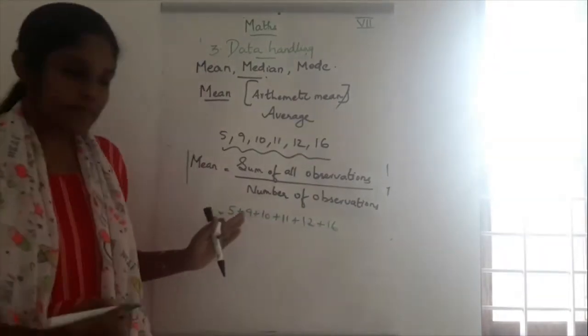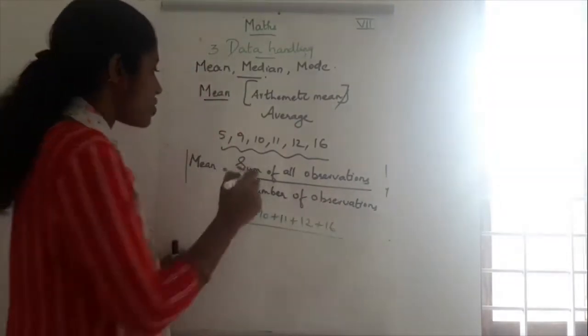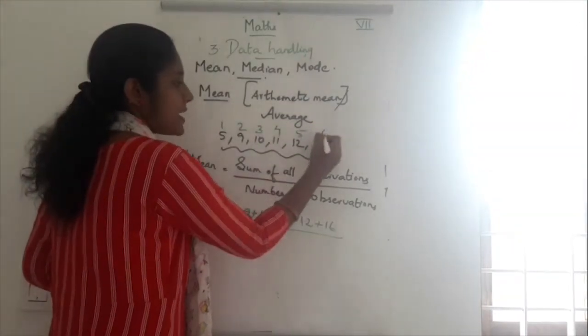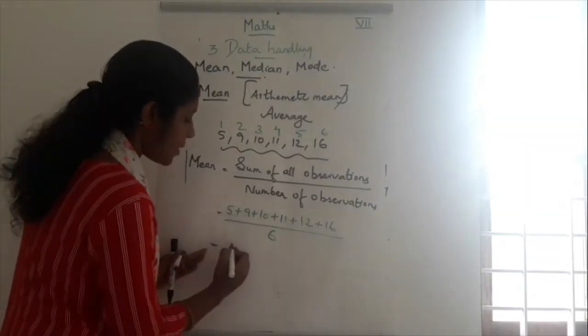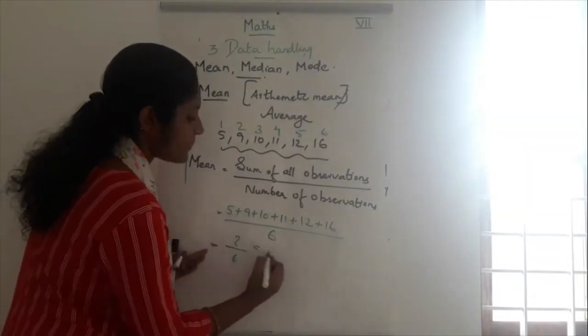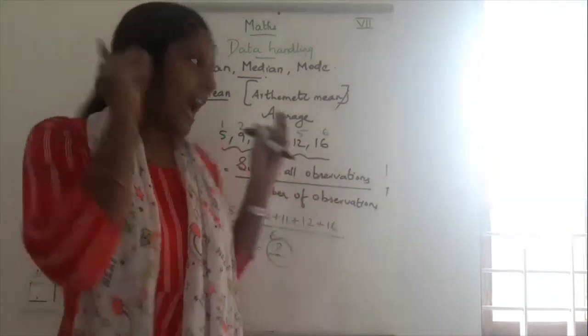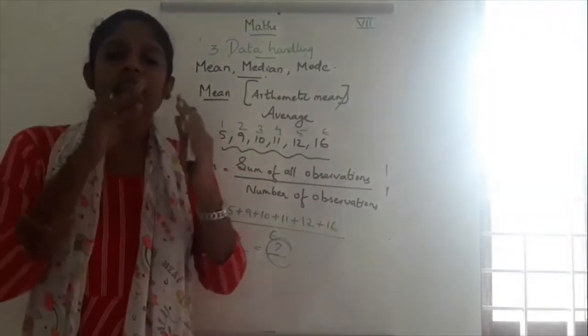This is the sum of observations divided by the number of observations. How many observations are here? 1, 2, 3, 4, 5, 6, so divided by 6. Then we'll add these numbers, and we'll get a number divided by 6. This answer is called the arithmetic mean or average or mean. So what is the arithmetic mean? It is the average of a set of data.